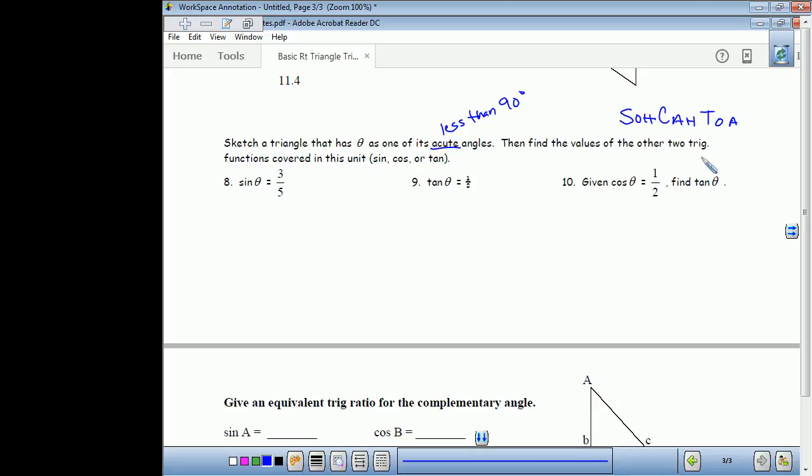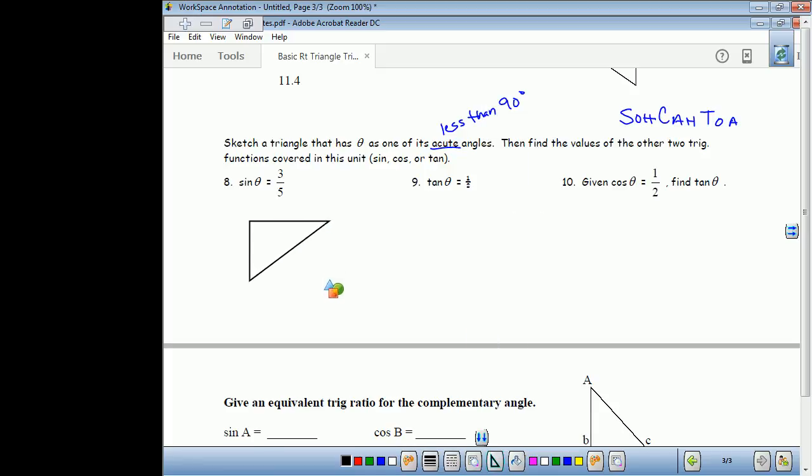And then find the values of the other 2 trig ratios, we could say functions or ratios, covered in this unit. So if I give you sine, then you find cosine and tangent. If I give you tangent, you find sine and cosine. If I give you cosine, you find sine and tangent. All right, so the first thing we do in math is draw a picture when we don't have one. That helps us to visualize what's going on.